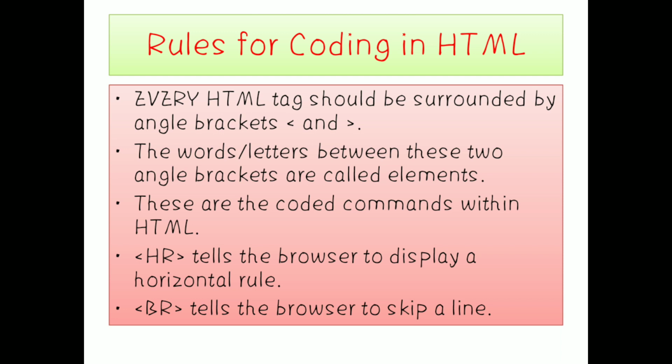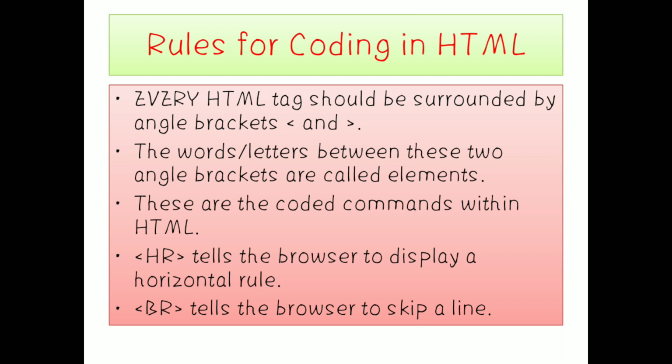First one, we already discussed that each and every tag should be enclosed between the angle brackets, right? The words or letters which are represented in between the angle brackets are called elements. For example, in the previous topic, bold is there. The particular word bold is called an element, children.